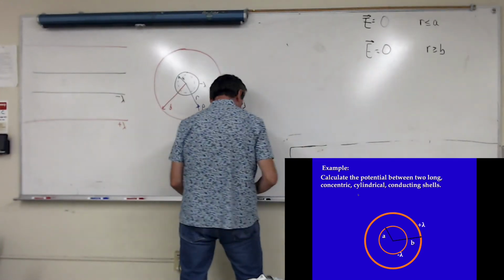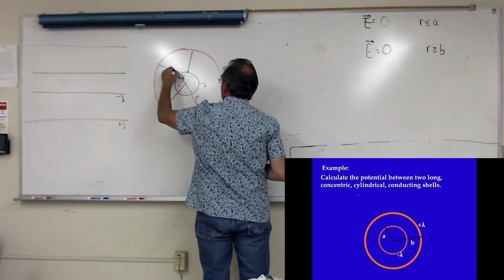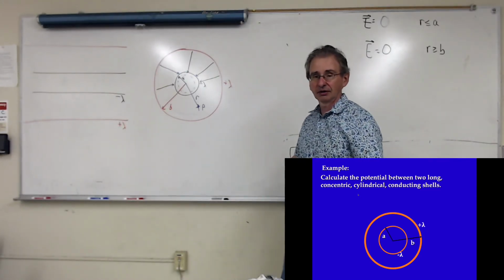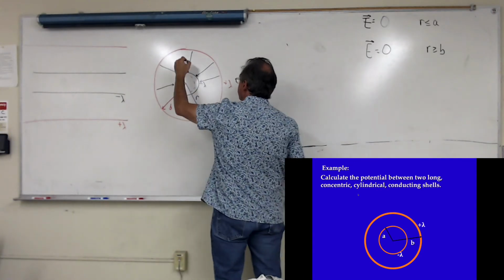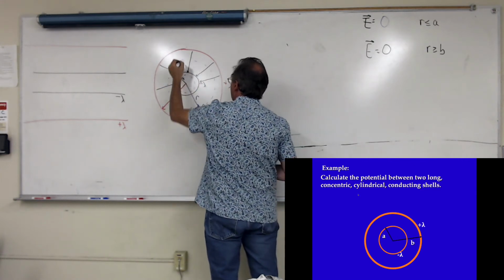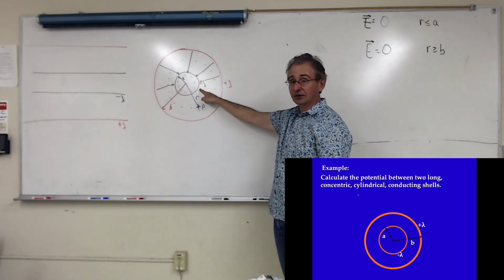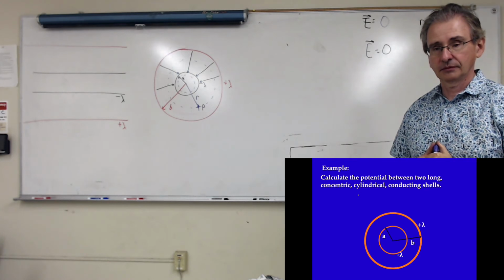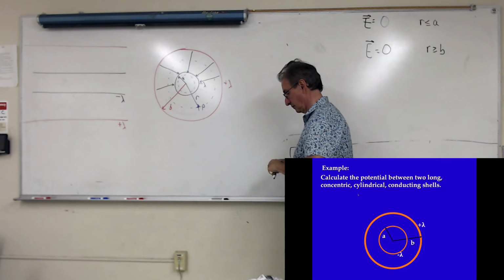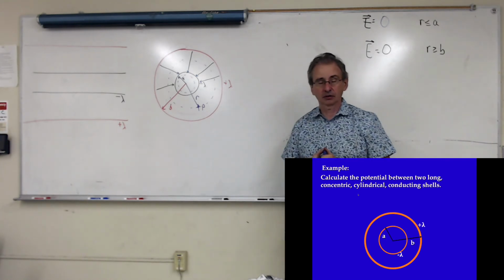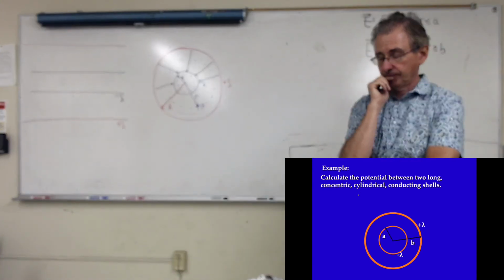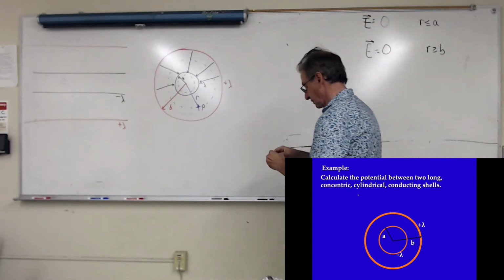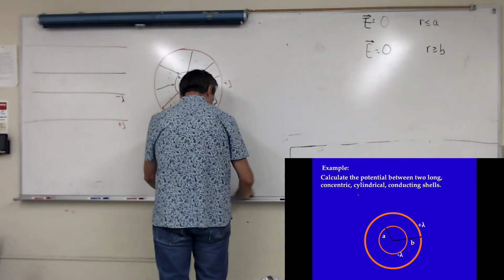In between, the field lines are going to look like this. The electric field will not be zero, because if I use Gauss's law, I have a total charge of lambda times L inside there. And if I use Gauss's law, I have to use a cylinder.